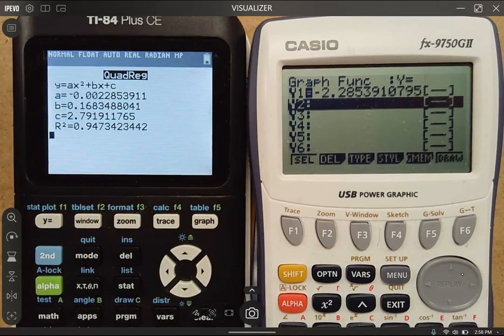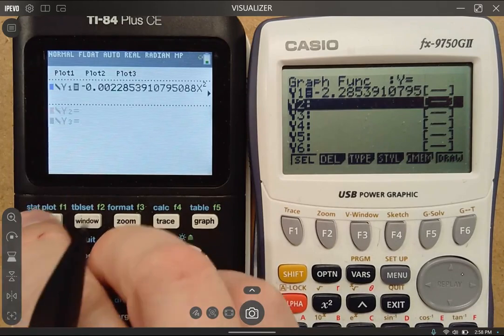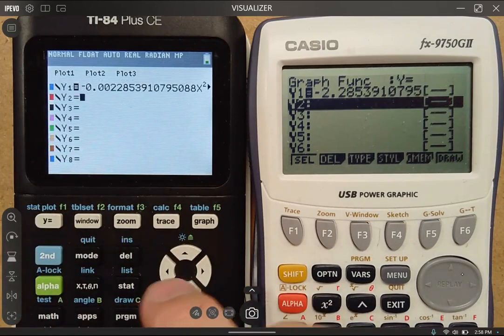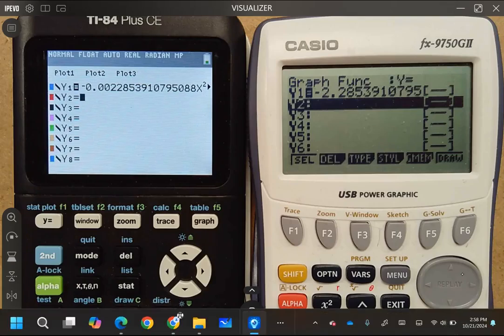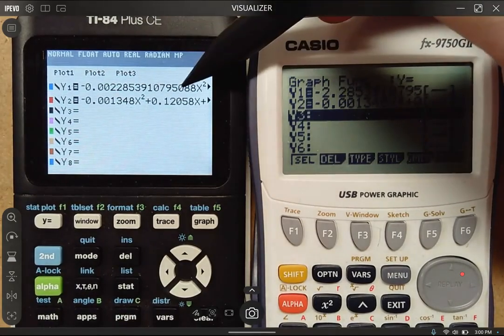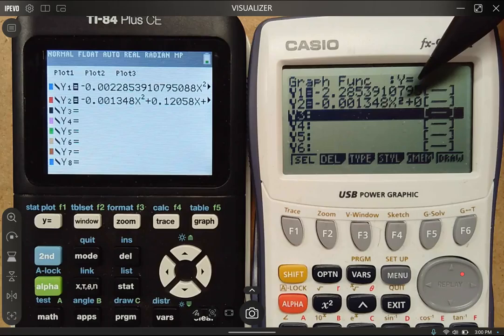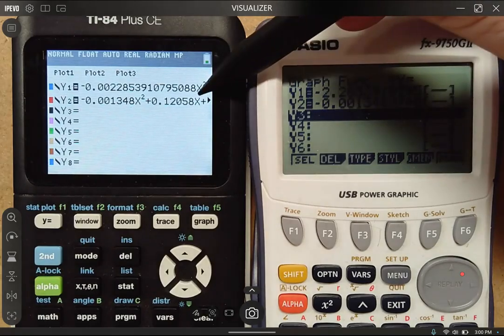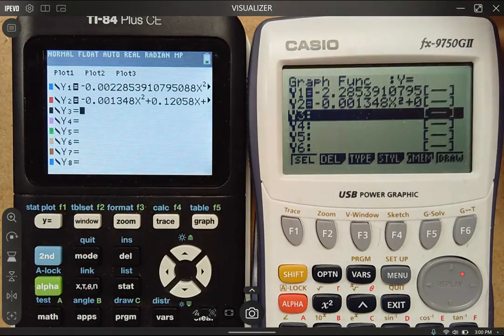So under y2, I'm going to go ahead and enter that equation in y2. All right, so I have my equation. So y1, again, is my regression that I found using the calculator. Y2 is the equation that was given back in problem 2. And we're going to go ahead and compare these.